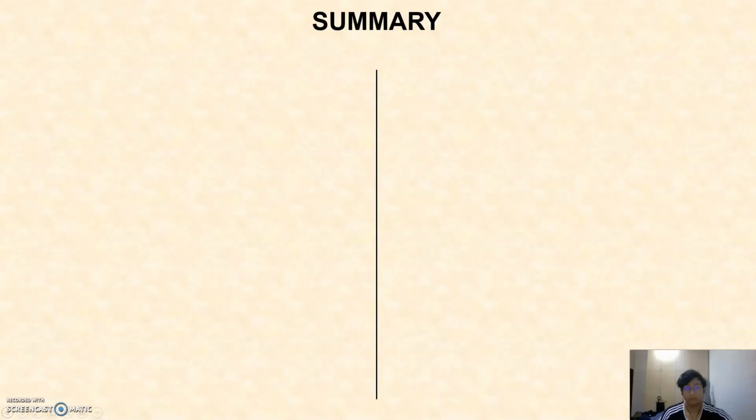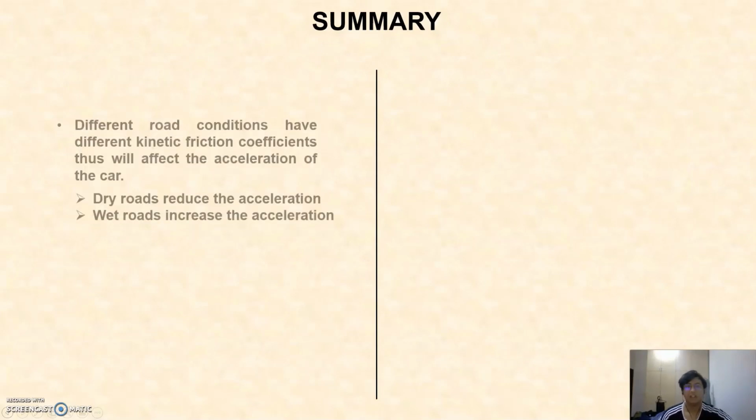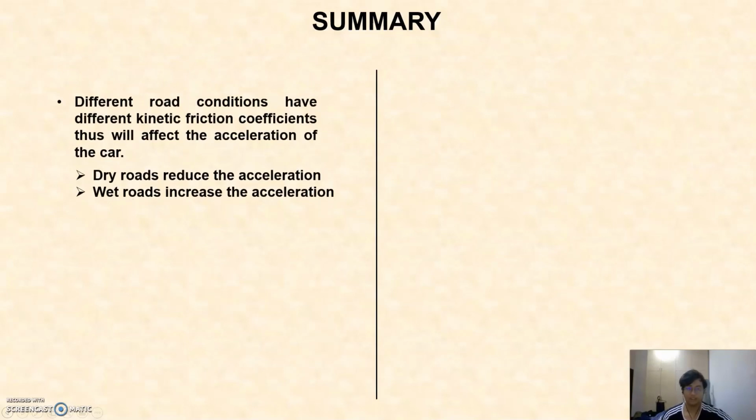Alright, so I'm going to summarize what we have seen in this video. Firstly, based on the case study, we know that different road conditions have different friction coefficients, where dry roads have a higher friction coefficient, which reduces the acceleration, while wet roads have a lower friction coefficient, which increases the acceleration.